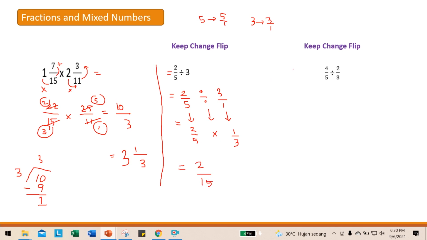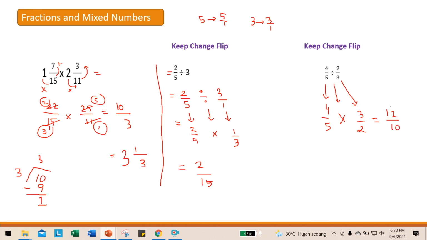And this one, 4 out of 5 divided by 2 out of 3. Keep, change, flip. 4 times 3 is 12. 5 times 2 is 10.